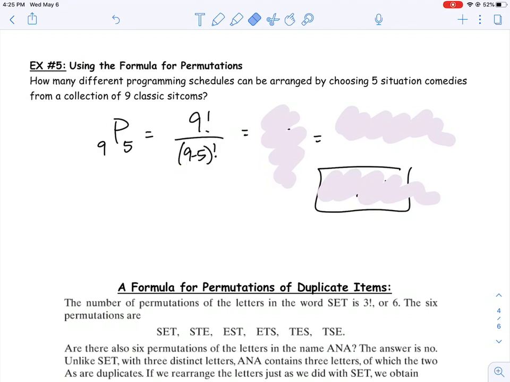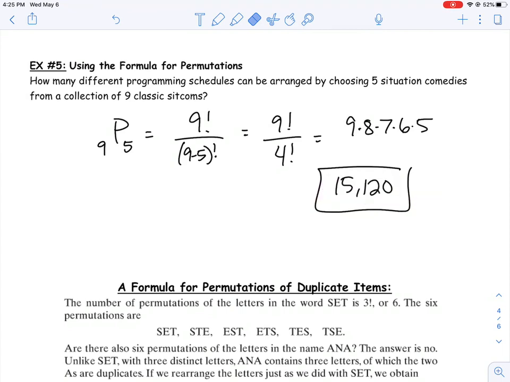All right, I have 9 factorial over 9 minus 5 factorial. I have 9 factorial divided by 4 factorial. I have 9, 8, 7, 6, 5, because the 4 factorial on the top and the 4 factorial on the bottom reduce. And did you end up getting 15,120 different ways you can pick 5 shows if you have 9 sitcoms to choose from?